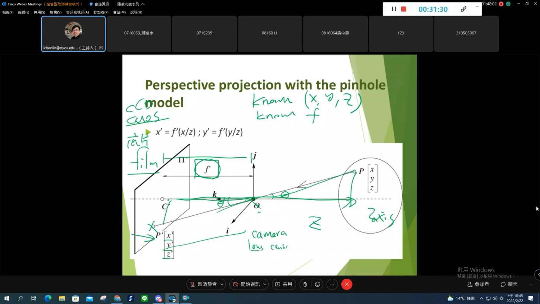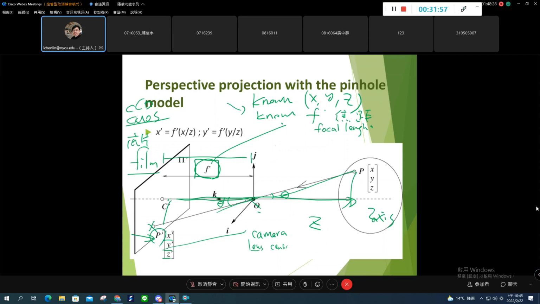F is sometimes similar to the 焦距 (focal length) here, the focal length. Here's F. Sorry. And so based on these three known values, we can estimate P prime, the location of P prime. The idea is quite simple.